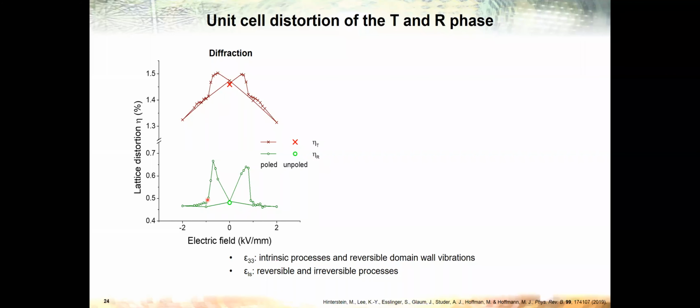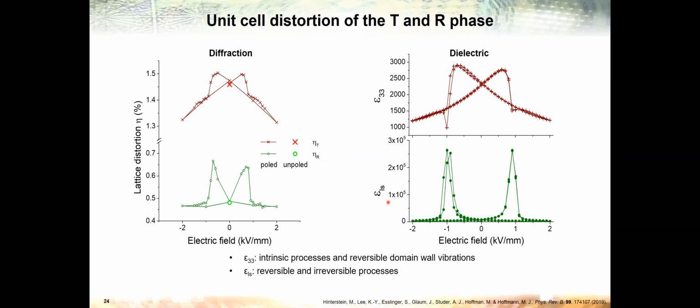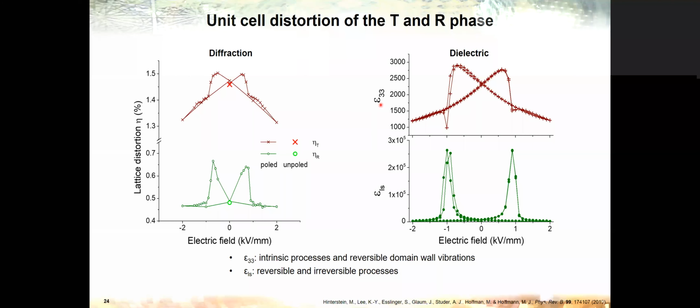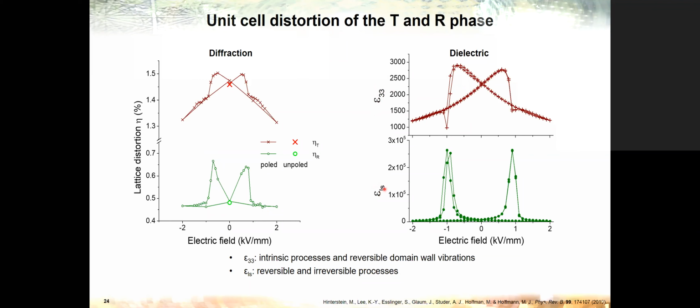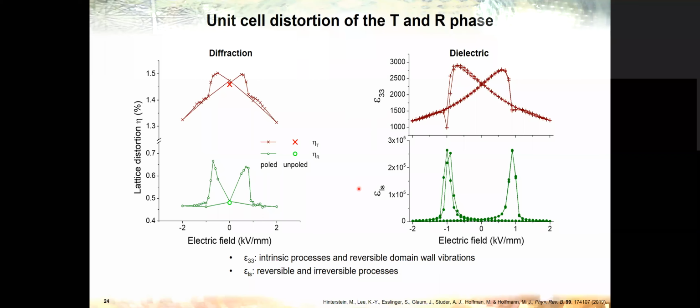For the rhombohedral phase, it's different. There you can see a really big maximum around the coercive field, while for the rest of the hysteresis, the values stay more or less constant. And when we look at the permittivity, we see quite similar curves. This is the small signal permittivity and the large signal permittivity. We still don't fully understand these results, but it looks like the reversible and irreversible processes come from different phases.